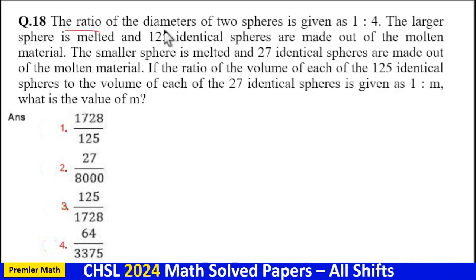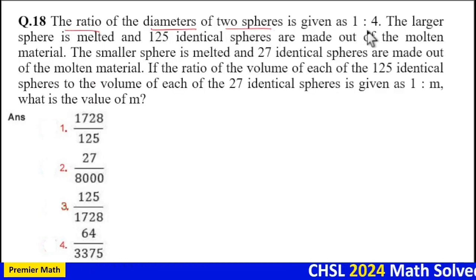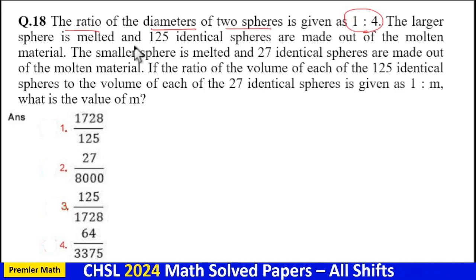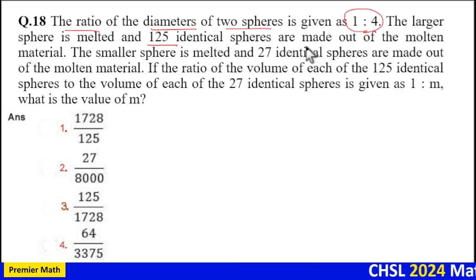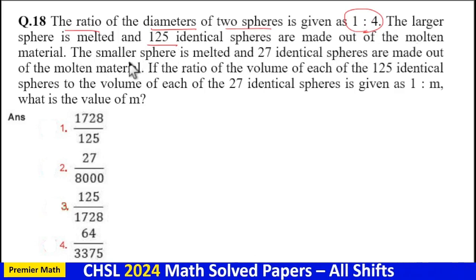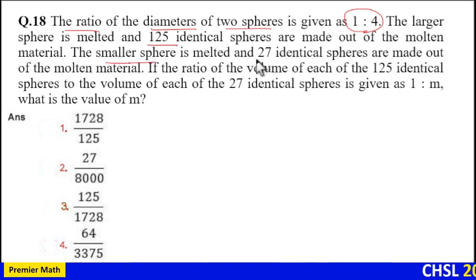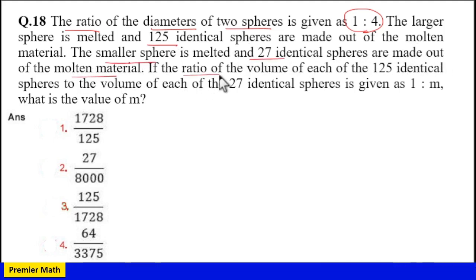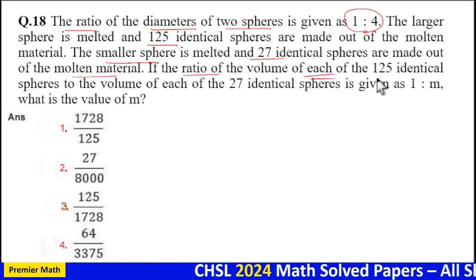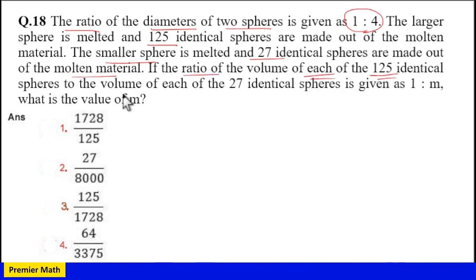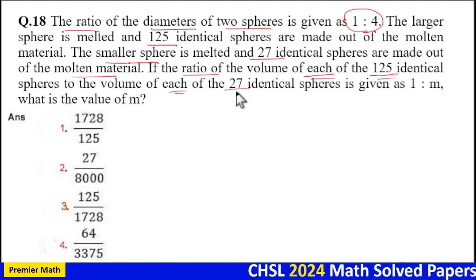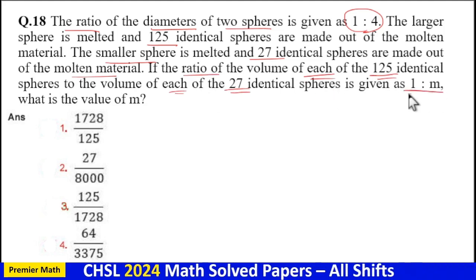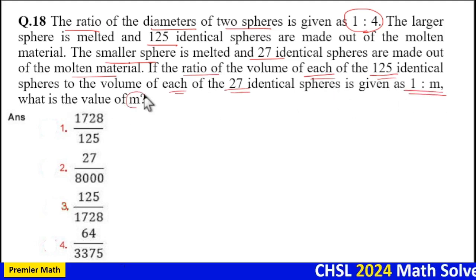The ratio of diameters of two spheres is given as 1:4. The largest sphere is melted and 125 identical spheres are made out of the molten material. The smallest sphere is melted and 27 identical spheres are made out of the molten material. If the ratio of volume of each of these 125 identical spheres to the volume of each of these 27 identical spheres is given as 1:m, what is the value of m?